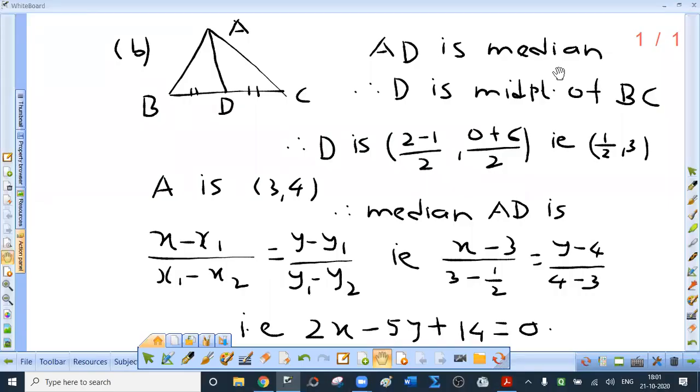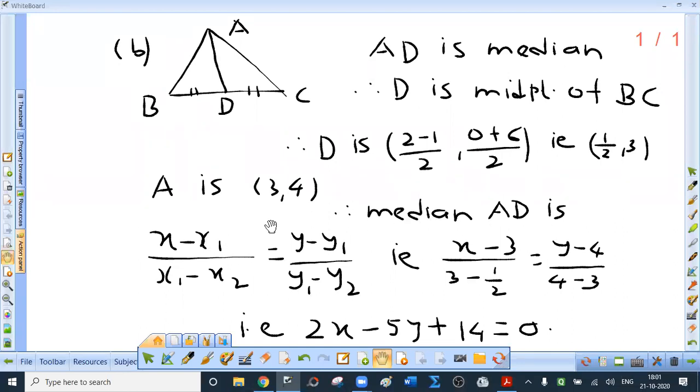Now we are asked to find the equation of median AD. If AD is a median, D has to be the midpoint of side BC. So using the midpoint formula, we get D as (1/2, 3). Now A is (3, 4). So what is the equation of median AD?